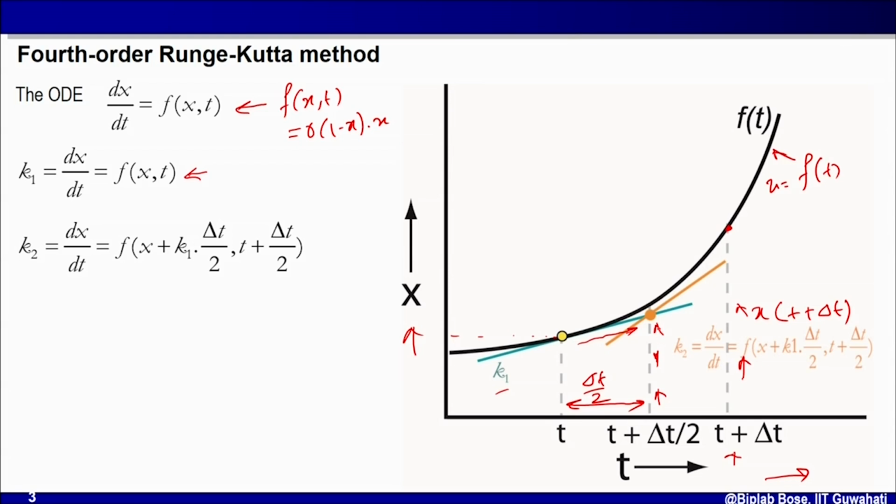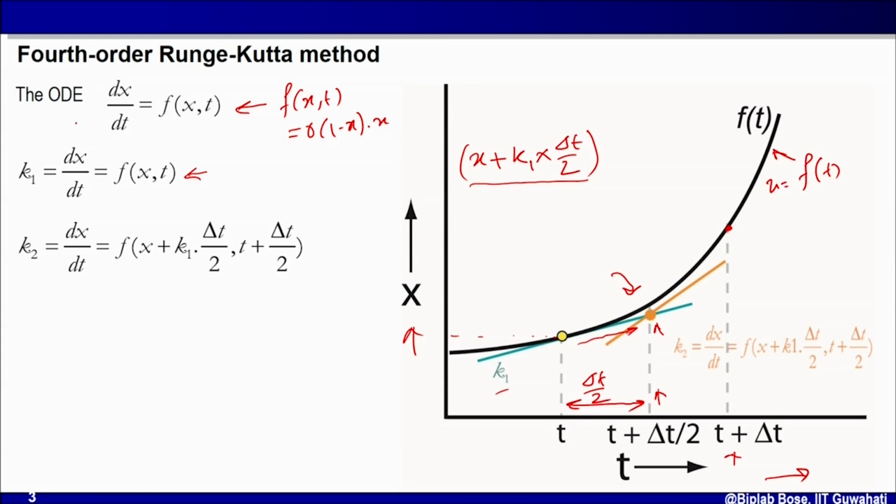What is the value of x here? The value of x at this position is x plus k1 into the interval delta t by 2. So the value of x here in this orange dot is actually x plus k1 into delta t by 2. So now what I will do, I will estimate the slope if I draw a tangent there, and if I estimate the slope of that, I will get the slope k2.